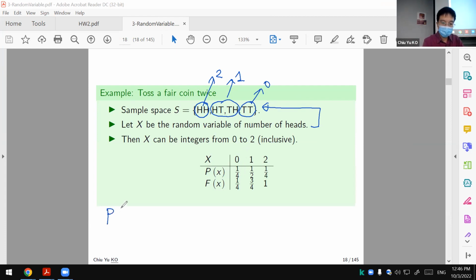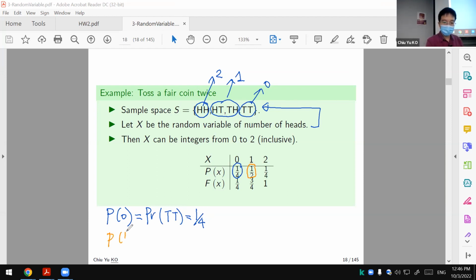So P of 0, look at this, it's just TT. So just asking when you have tail tail, okay? That, for a fair coin, is 1/4. All right, so that's how you get this first entry here, okay? Look at the second entry here. Why do you get 1/2, okay?